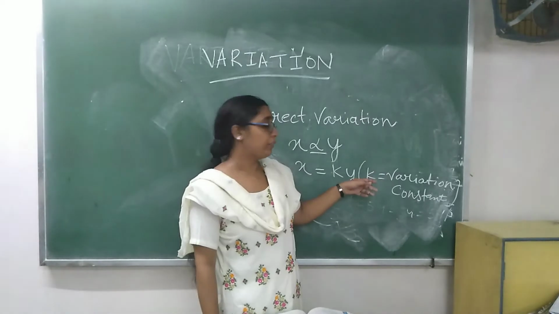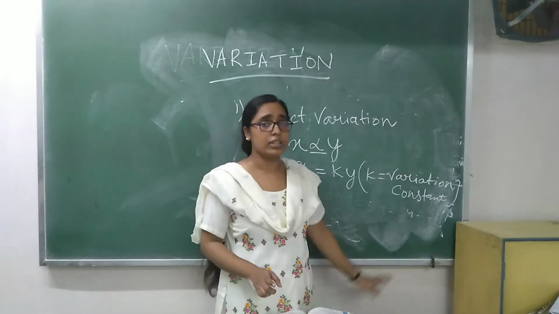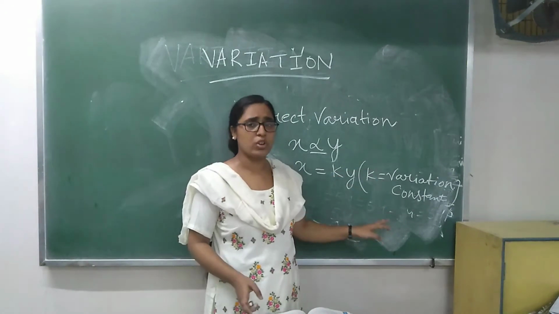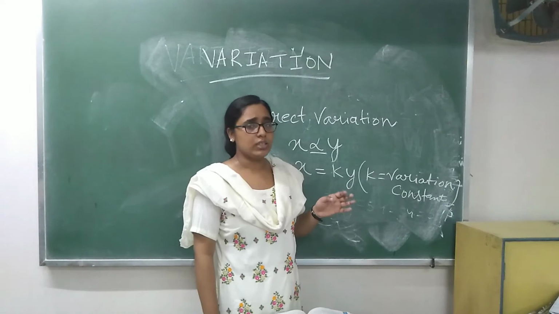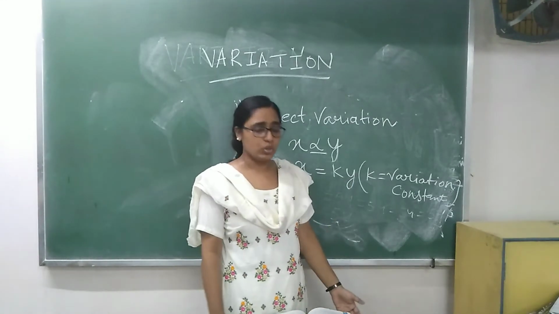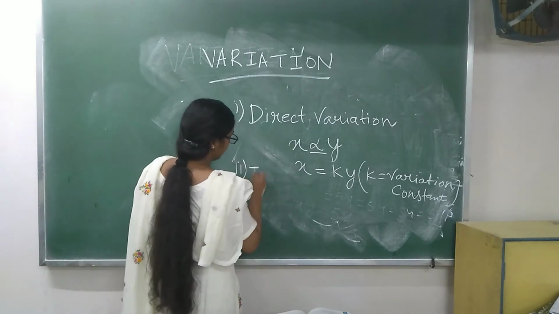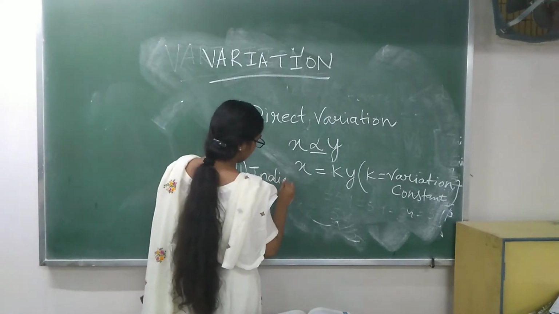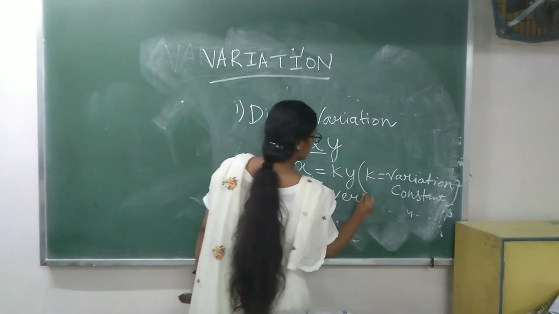In exam time, whenever you are taking any variation, you have to mention k equals variation constant, or m equals variation constant. So for any variation, you can take any alphabet. It is not necessary that you take only k. Okay. Now, what is indirect variation or inverse variation? Two names are there. You can learn any one of these.